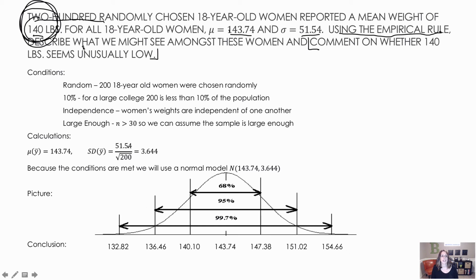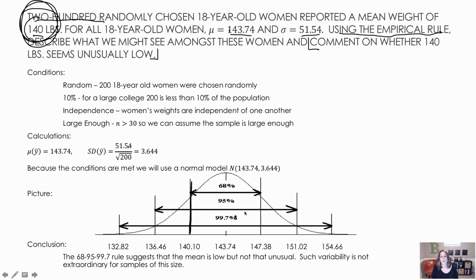Now, in this question, it says, describe what we might see and comment on whether 140 pounds seems unusually low. So looking at this picture, 140 pounds is really close to right here. Well, that's just one standard deviation away. So I wouldn't think that that's unusually low, because it's within one standard deviation of what we would normally expect.